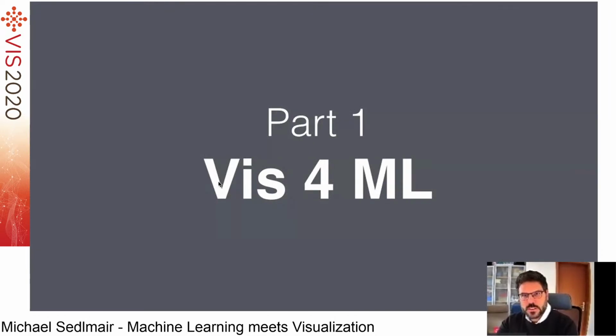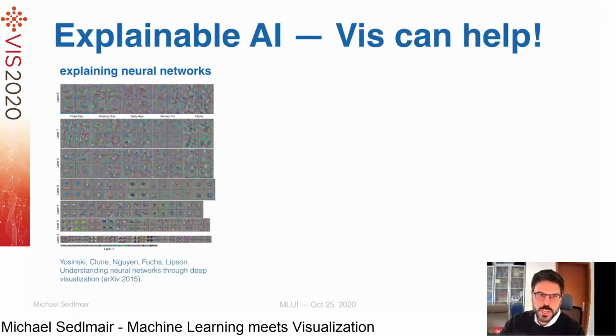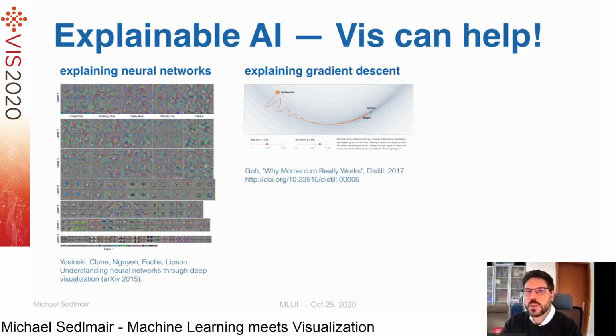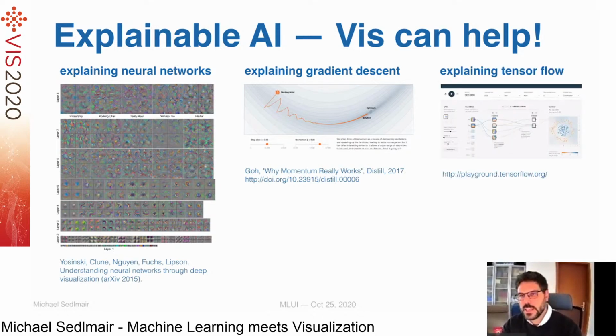Okay, let's start with the first part, visualization for machine learning. I think all of us now know that visualization can really play an important role in AI, in machine learning. Interestingly, one of the first influential papers came not from the VIS community, but from the ML community, showing how visualization can help understand deep neural networks. Since then there have been many great examples. Some I personally like are explaining gradient descent, a component often used in machine learning techniques, or explaining TensorFlow, with many great interactive visualizations that help explain what's going on in these models.